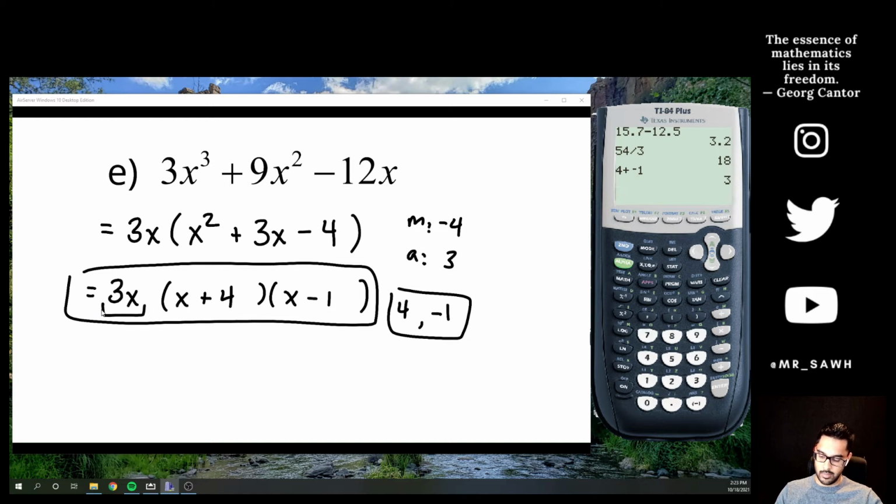So here's factor number 1. This one is factor 2. And the last one, x minus 1, is factor number 3.